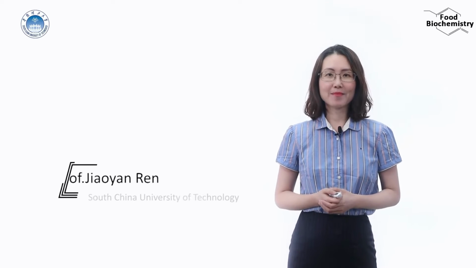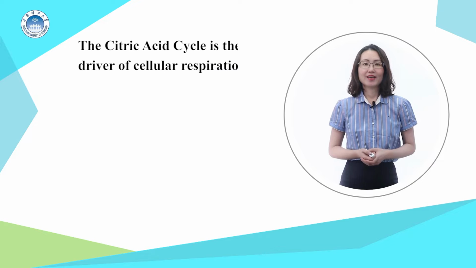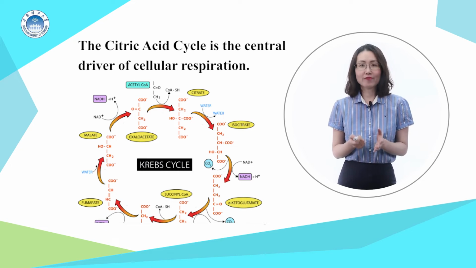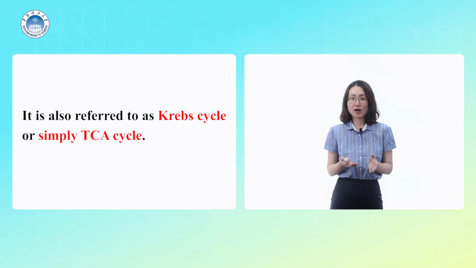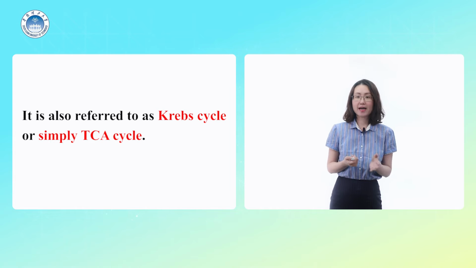Hi everyone, we are talking about the citric acid cycle. The citric acid cycle is the central driver of cellular respiration. It takes acetyl-CoA, produced by the oxidation of pyruvate and originally derived from glucose, as its starting material, and in a series of redox reactions, harvests much of its bond energy in the form of NADH, FADH2 and ATP molecules. It is also referred to as the Krebs cycle or simply the TCA cycle.